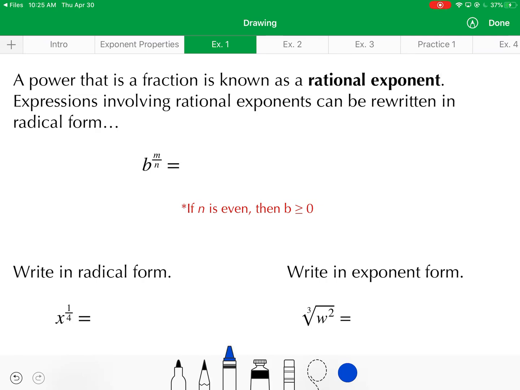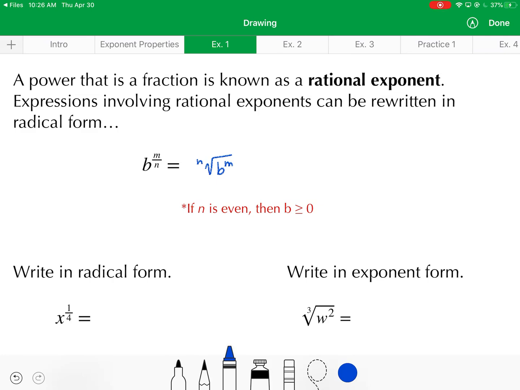This has an equivalent radical form associated with it. Okay, b to the power of m over n is the same as the nth root of b raised to the power of m. Okay, so notice where the numerator and the denominator from the rational exponent go when you put this into radical form. The denominator becomes the index of your radical, right? The nth root here, and then the numerator becomes the power on the radicand.